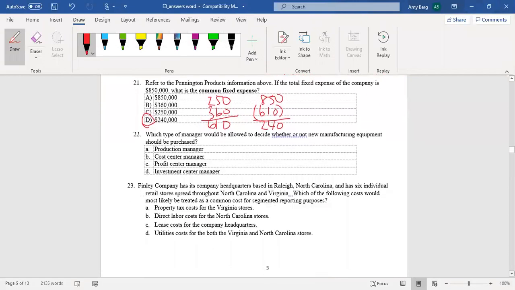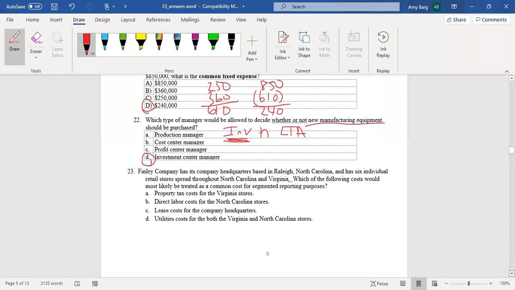Which type of manager would be allowed to decide whether or not new manufacturing equipment should be purchased? So new manufacturing equipment to be purchased, that is an investment in a long-term asset. So an investment is the concern of an investment center manager.